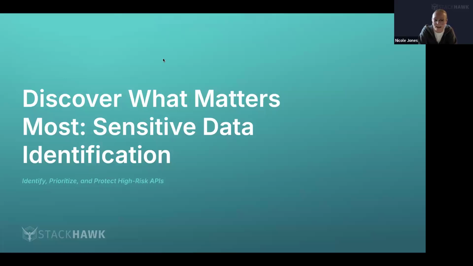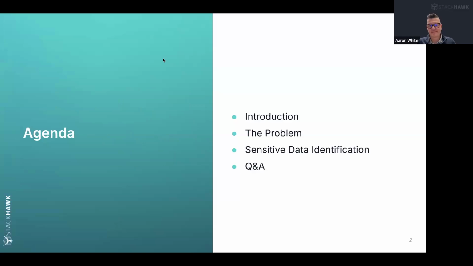We're going to be talking about a new feature that we just launched that helps you prioritize your APIs based on risk, and we'll get into it a little bit more as we go.